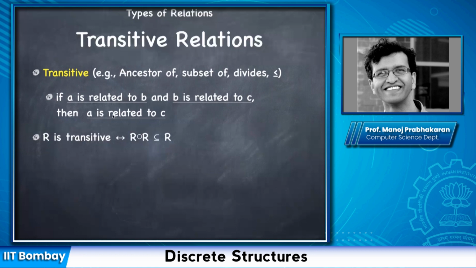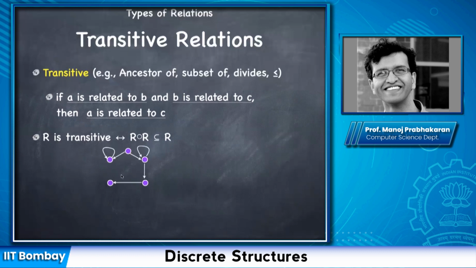And the transitivity definition is just saying that all such pairs, the pairs that occur in R composed with itself, should already be in R. Okay. So R being transitive is the same as saying R composed with itself is a subset of R, is contained in R.